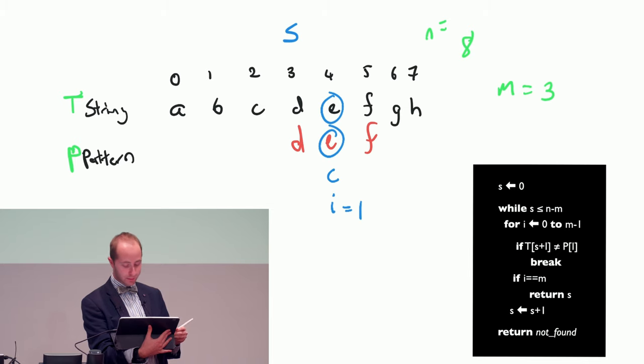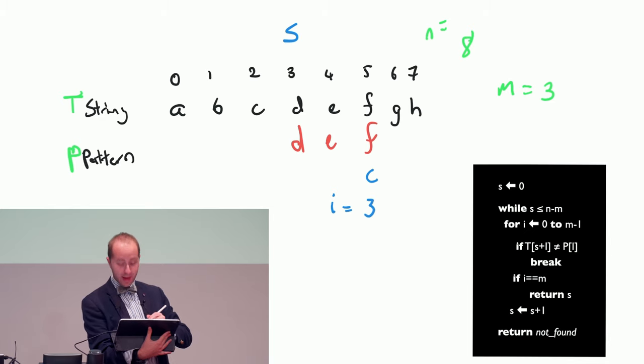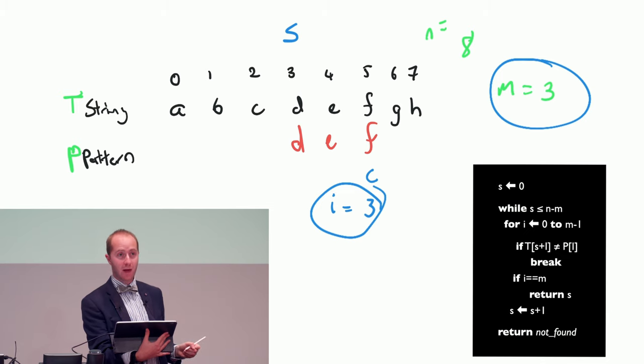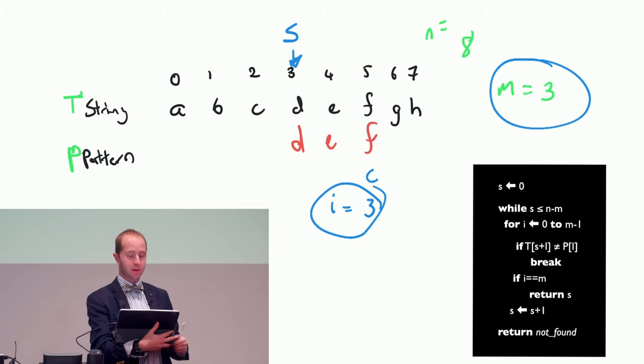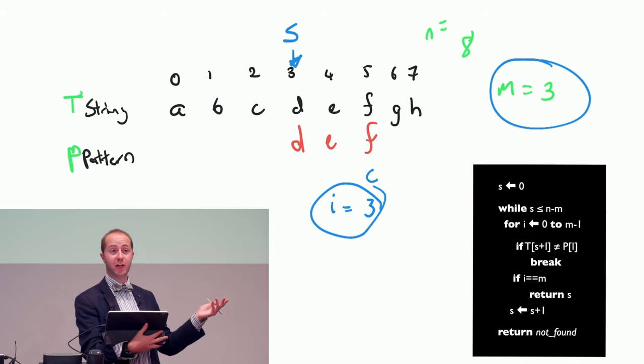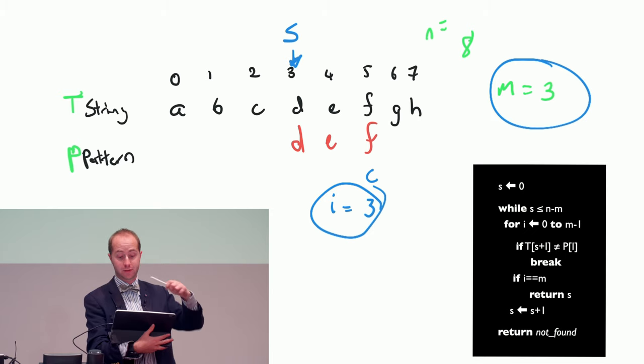We check if those two are the same. Yes, they are. So we increment I, we move that along. Do they match? They match. And now we're in this condition over here, I is equal to M. I equal to M. And so we break and we return the index at which we found the pattern, which is 3. The pattern starts at location 3 in our larger string. In our genetic code, we've found the mutation, and so we exit, and our algorithm has finished.